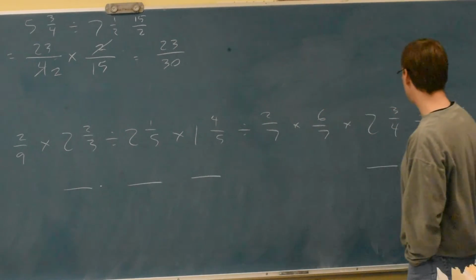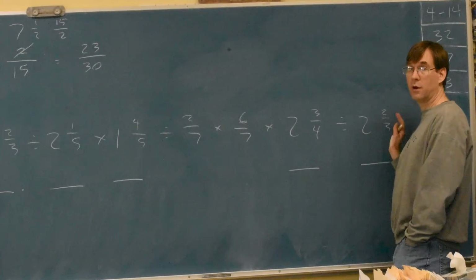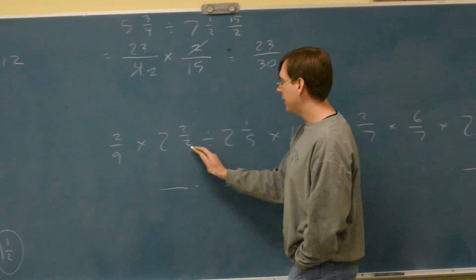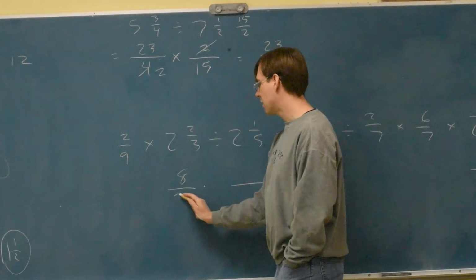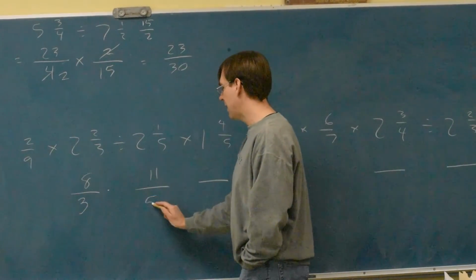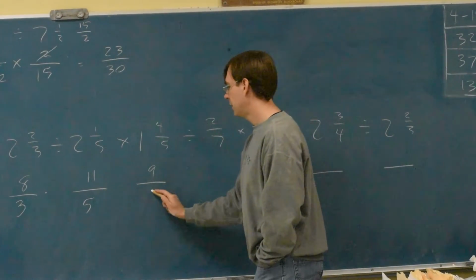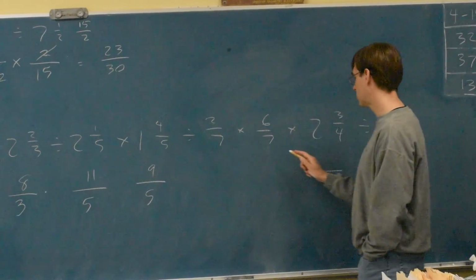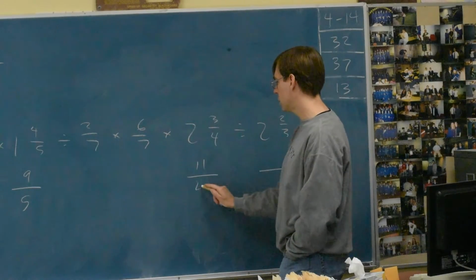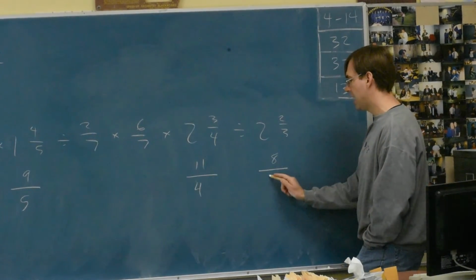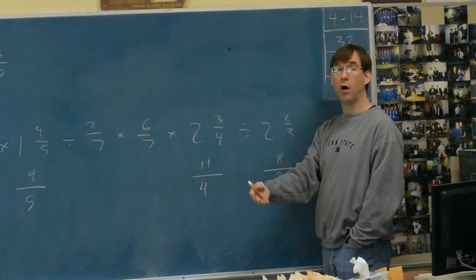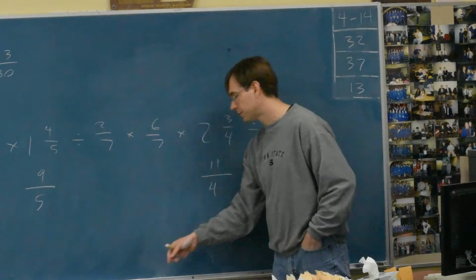So big giant question here. If you want to try to pause and see if you can do it on your own, feel free. If you want to just work with me, go ahead and work with me. But this one we would change to be 8/3. This I would change to be 11/5. 9/5. 11/4, 8/3. Okay, step one on that 1, 2, 3, 4, 5 we just did is get rid of all the mixed numbers, make them improper.